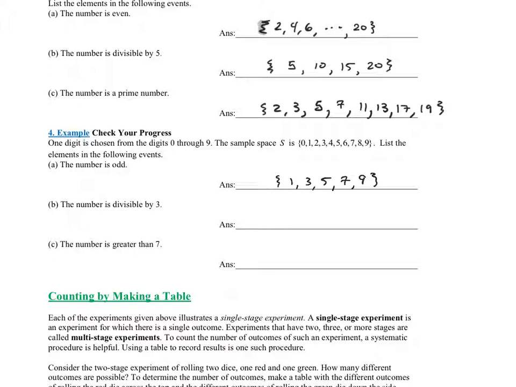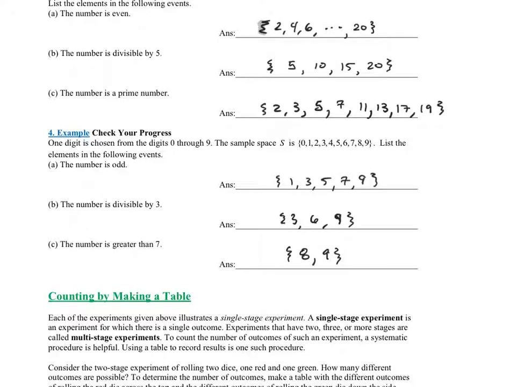What's the probability that the number is divisible by 3? The numbers in the set divisible by 3 are 3, 6, and 9. And what's the probability that the number is greater than 7? The numbers that are bigger than 7, which does not include 7, are the numbers 8 and 9.